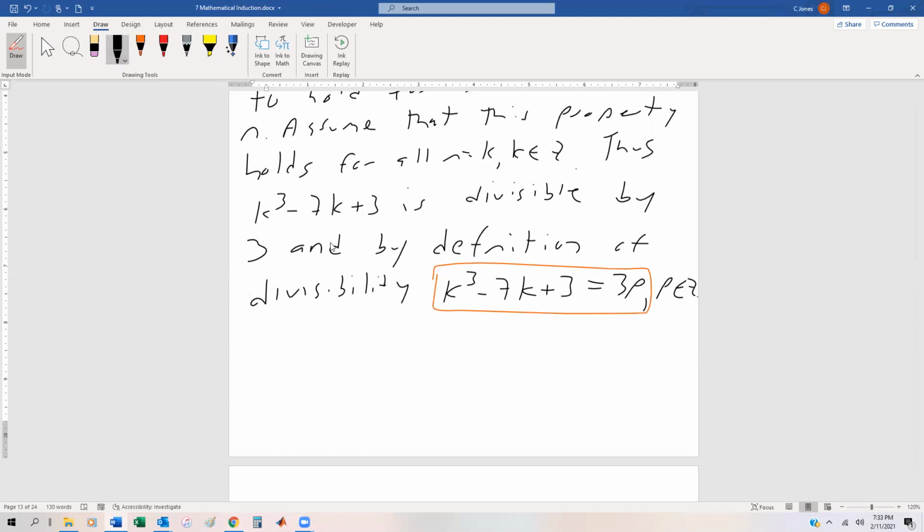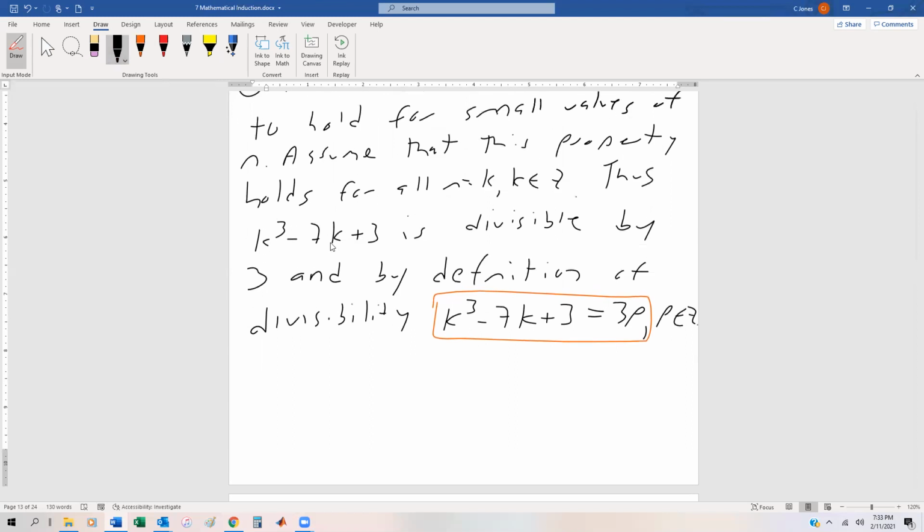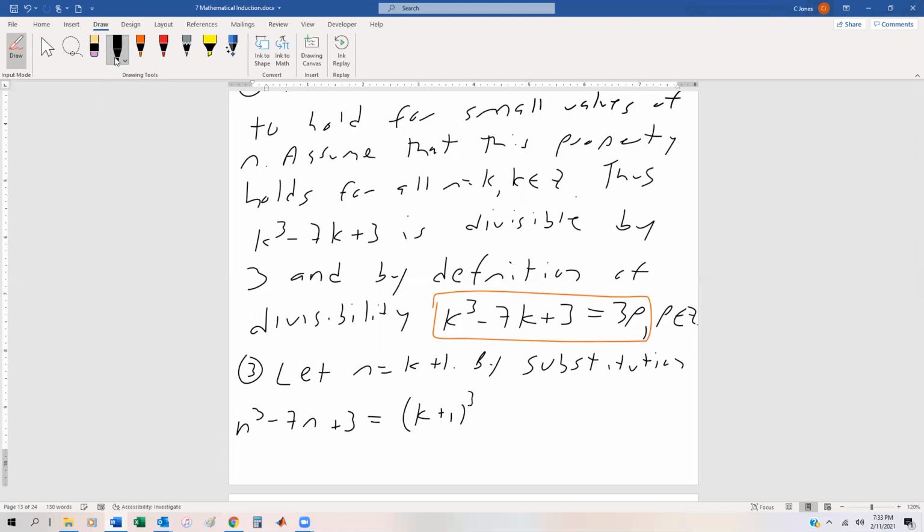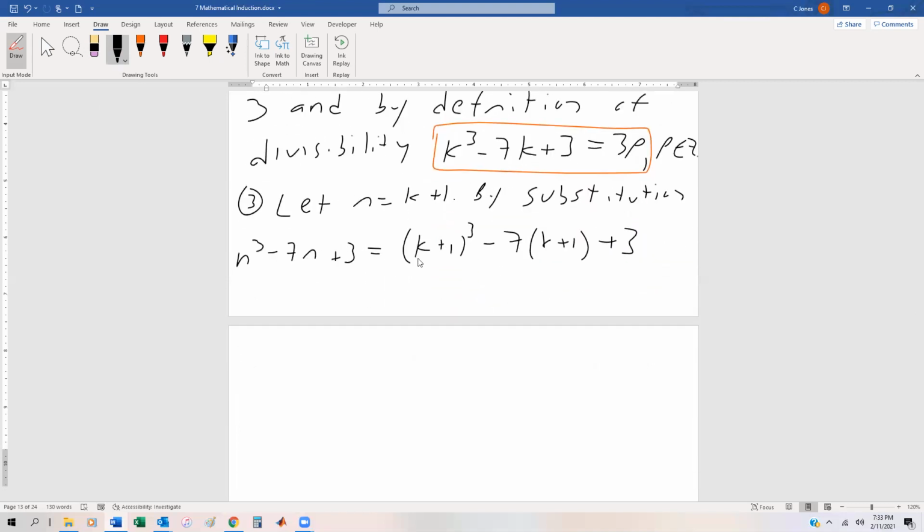All right, now we're going to substitute n equals k plus 1. So let n equal k plus 1. By substitution, we can say that n cubed minus 7n plus 3 is going to be equal to the quantity k plus 1 cubed minus 7 times the quantity k plus 1, plus 3. All right, now we are going to FOIL this out.